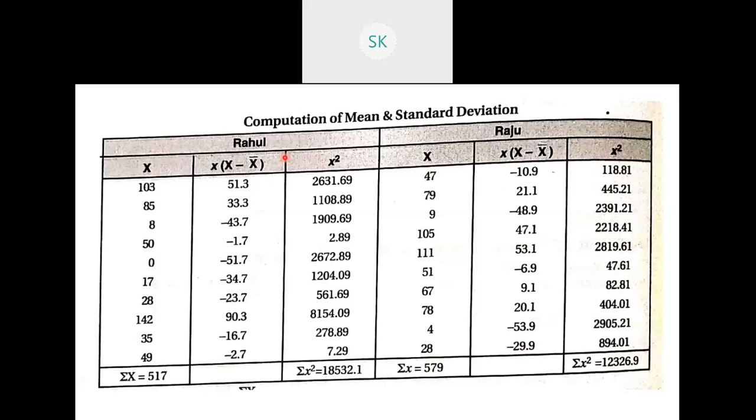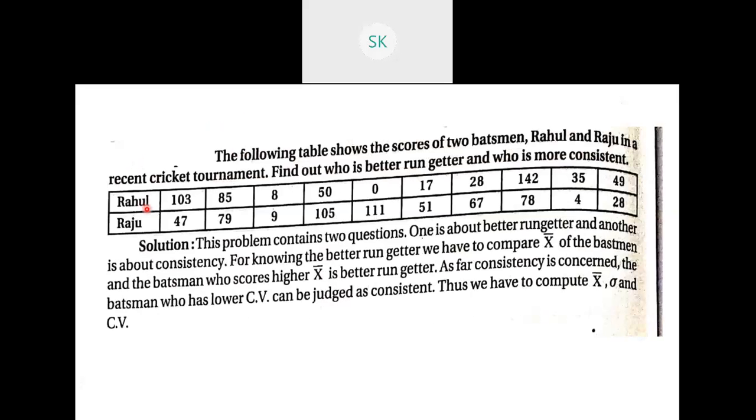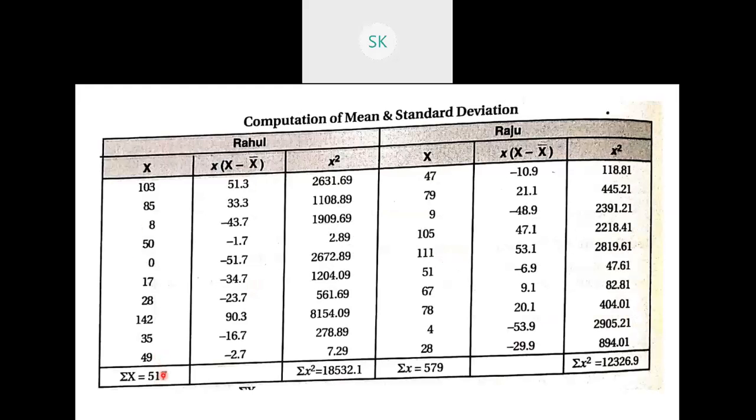So this is nothing but an individual series. When you have data like this, it comes to individual series. You have the data of Rahul, that is X, all of his runs 103, 85, and so on, and for Raju also all of his runs are given. Since it is individual series data, we will have to consider the formula of individual series only. Whatever we solved in standard deviation, those formulas will be considered as per the series. Let's go on and solve the problem.